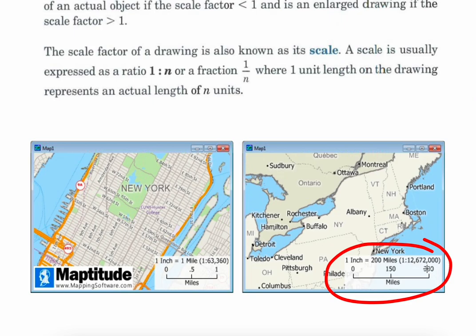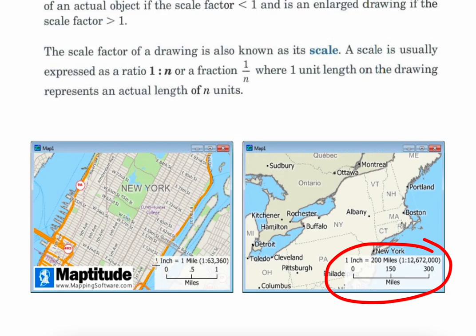12,672,000. So basically it means, okay, whenever you measure 1 inch on this map, it actually is equal to 200 miles, which is actually 12,672,000 inches. So they're showing it to you in inches to miles, but also inches to inches. If you were to actually then figure out how many inches it would be.